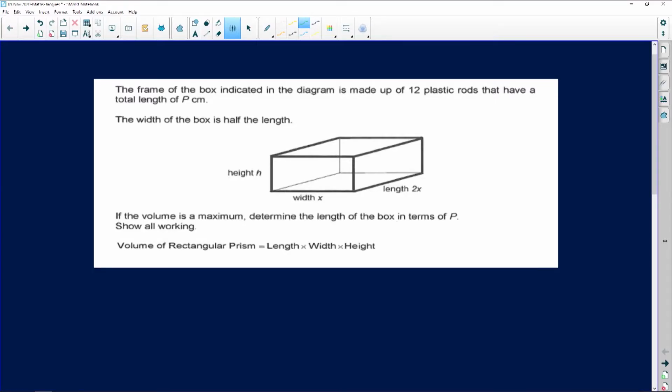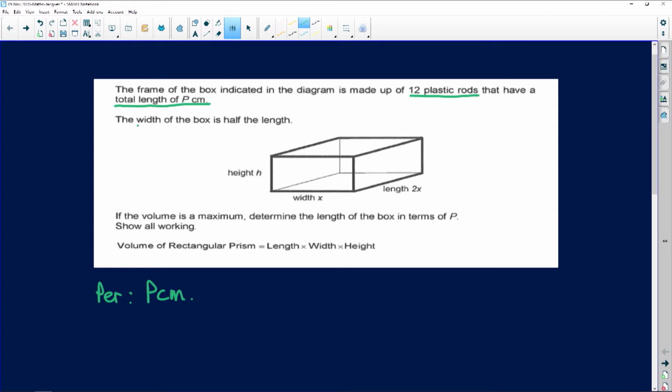The question says the frame in this box here, it's a frame, is indicated in the diagram and is made up of 12 plastic rods that have a total length of p centimeters. Now folks, if you count it, there's 1, 2, 3, 4, 5, 6, 7, 8, 9, 10, 11, 12. So the 12 rods together has a total length of p centimeters. Okay, so we can say the perimeter of the shape is p centimeters.